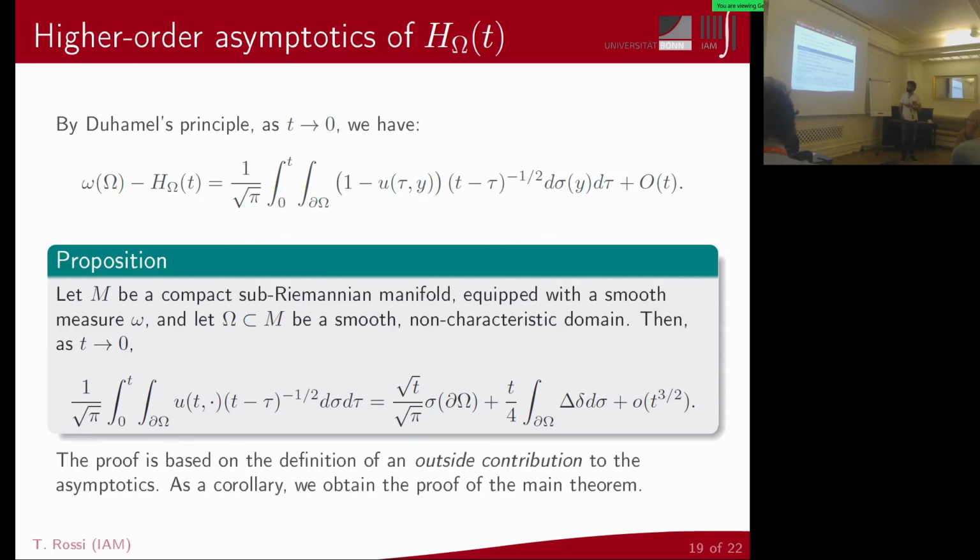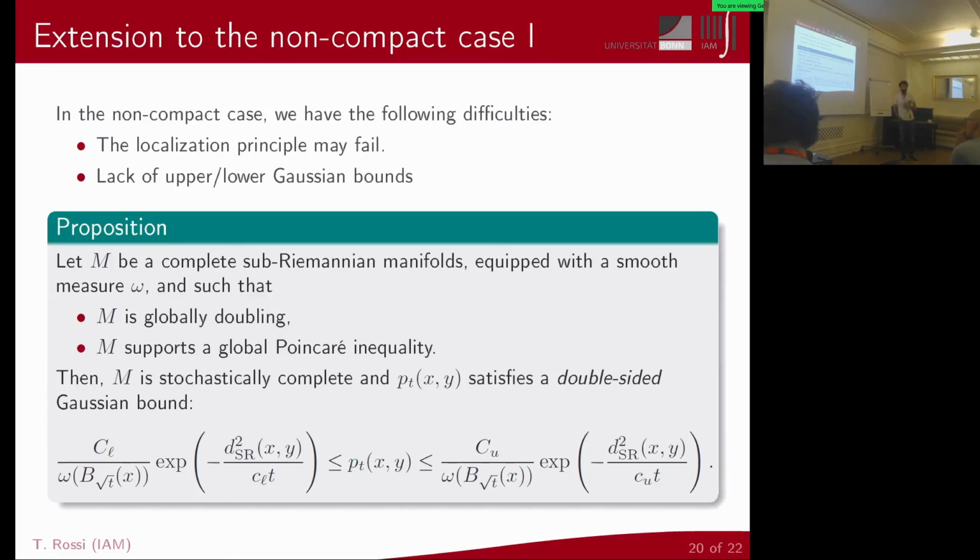Okay, so now before concluding, as I promised, I wanted to comment about possible extensions to the non-compact case. So our main final goal was to include in our analysis, for example, Carnot groups, which are non-compact. And so, as I said, the two main problems are given by the stochastic completeness and the double-sided Gaussian bounds. And in particular, the localization principle may fail. So what we did was to look for general assumptions under which we could recover these statements.